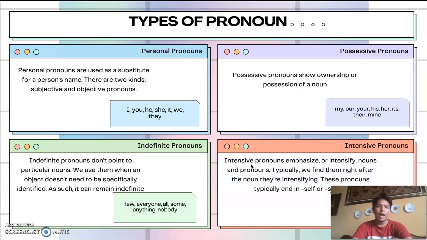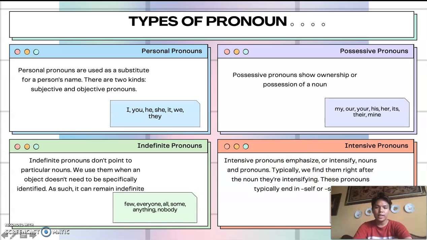The third is indefinite pronouns. Indefinite pronouns don't point to particular nouns. We use them when an object doesn't need to be specifically identified. As such, it can remain indefinite. Examples are few, everyone, all, some, anything, nobody.